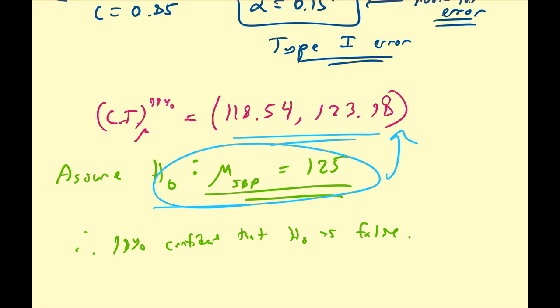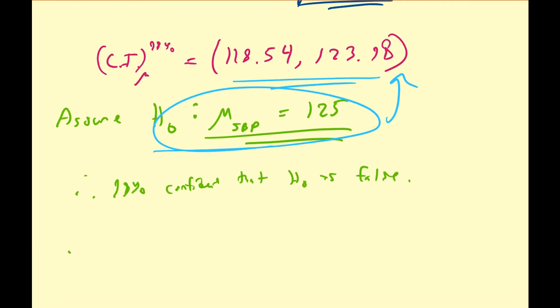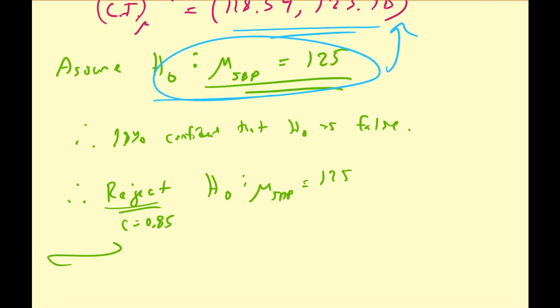So if the null hypothesis is false, then that means what? Then that means we're going to reject the null hypothesis, that the mu systolic blood pressure is equal to 125. And keep in mind, we're rejecting that under an 85% level of confidence. So that is one thing.